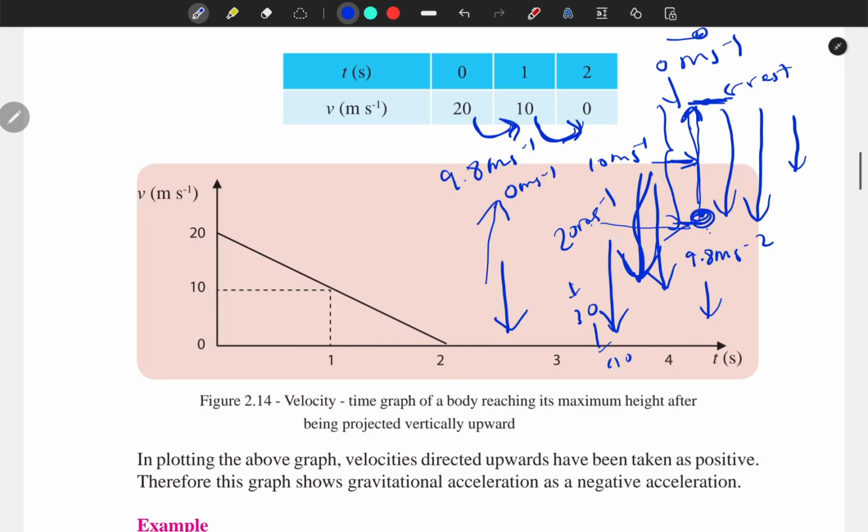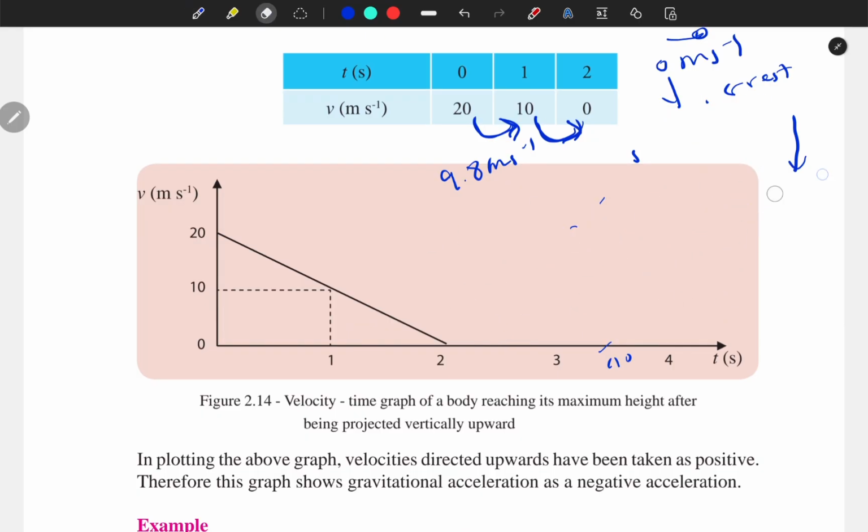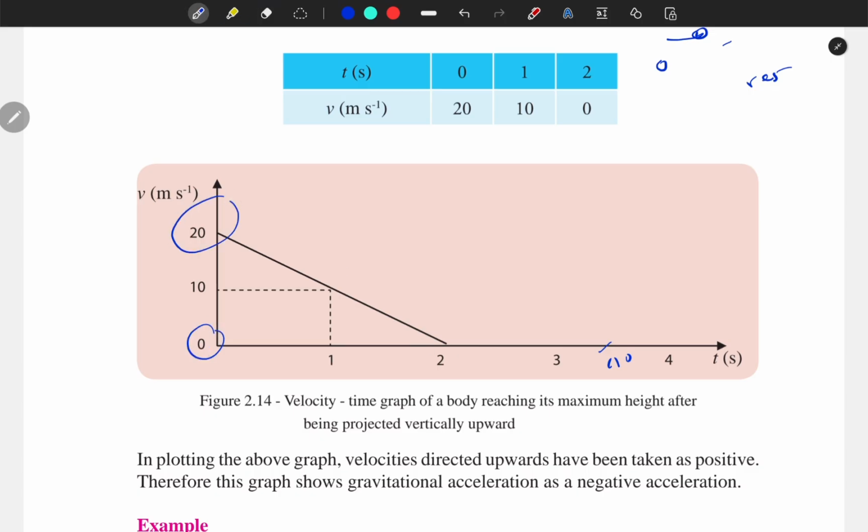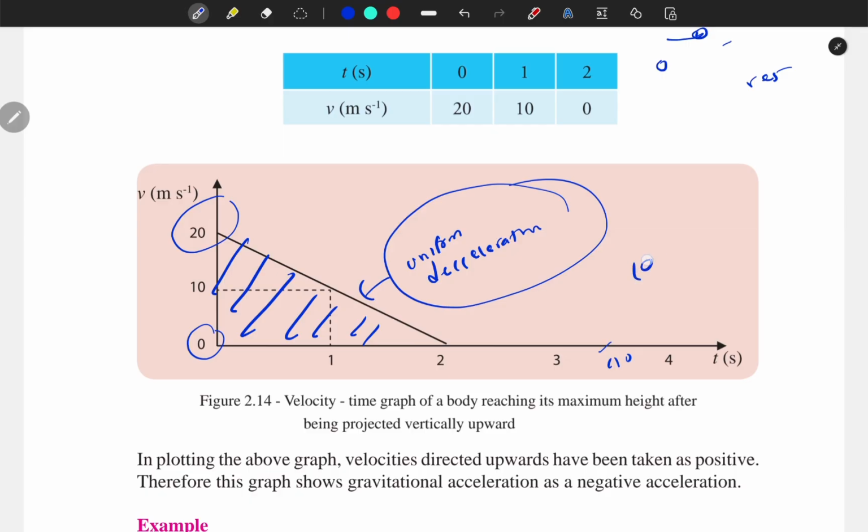If we draw that, it becomes this kind of graph, starting from 20 and ending at 0. What kind of motion is this? This is uniform deceleration, right? It's no longer acceleration here. Here also, if you take the area, you can find how much distance the ball travels, and if you take the gradient, it gives the deceleration value, which is also 10 here because we usually use 10 for easiness.